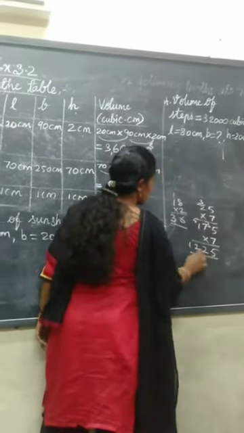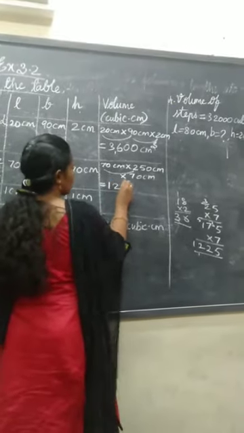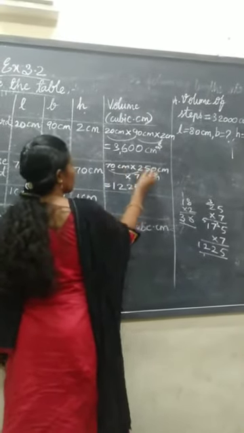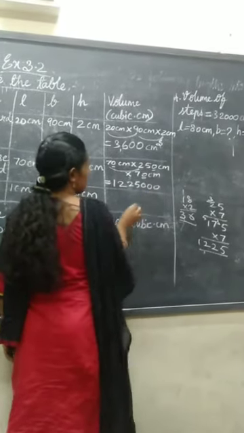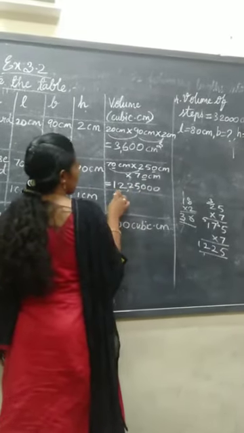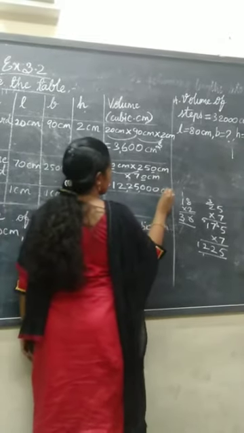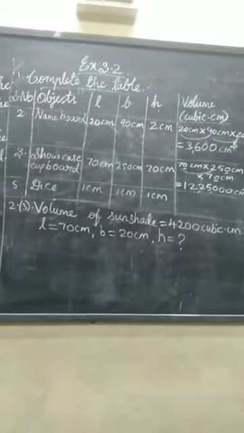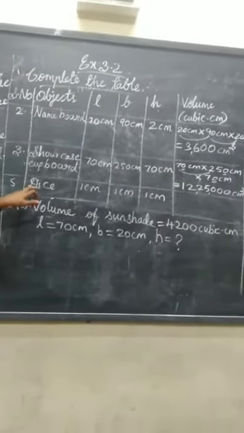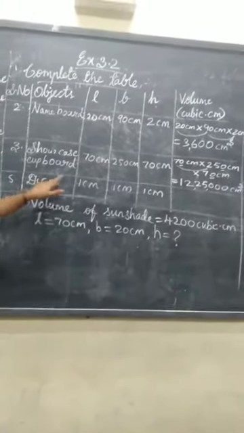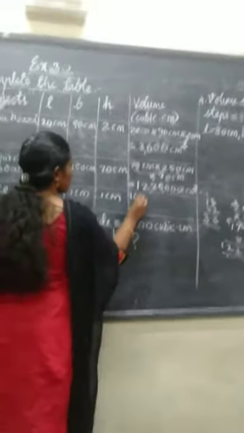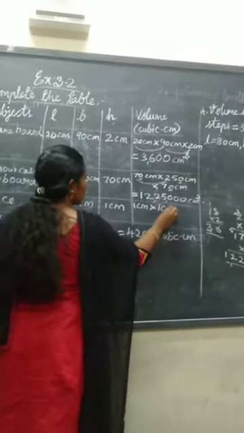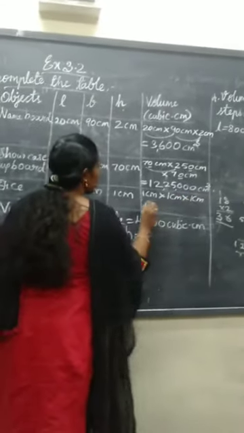So 1225. And see how many zeros are there? 1, 2 and 3. So I put the number of zeros. Okay, so 12,25,000 centimeter cube is the volume of this cupboard. Okay children, now next sum, fifth sum is dice. I have to find the volume of the dice whose length, breadth and height are 1 centimeter. So multiply all the three terms. 1 centimeter into 1 centimeter into 1 centimeter, which is equal to 1.